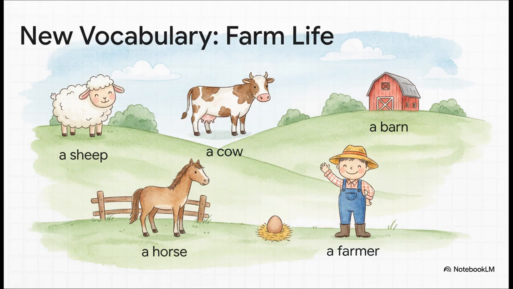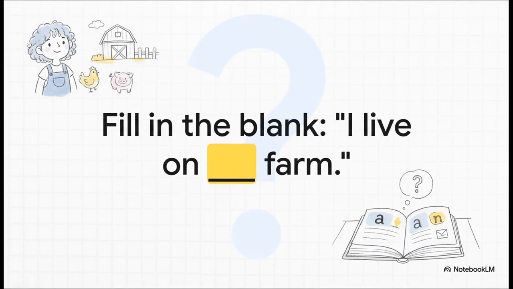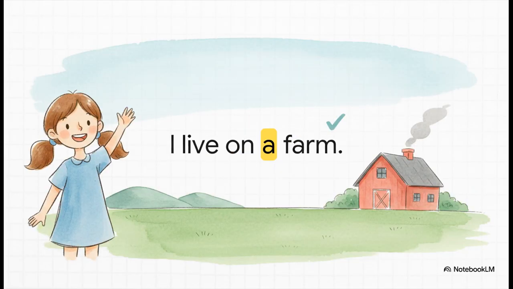Let me show you with a quick story. Okay, so let's meet Rara. She says, I live on blank farm. How does she finish that sentence? Should she use a or an? Exactly, a farm. That F sound is a consonant, so she uses a. We're also hearing about this farm for the very first time, so it's not specific yet. Perfect. Let's hear the rest of her story.